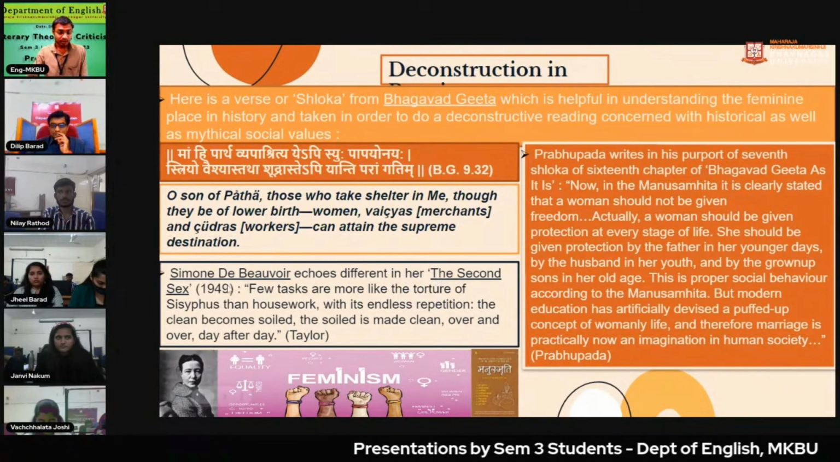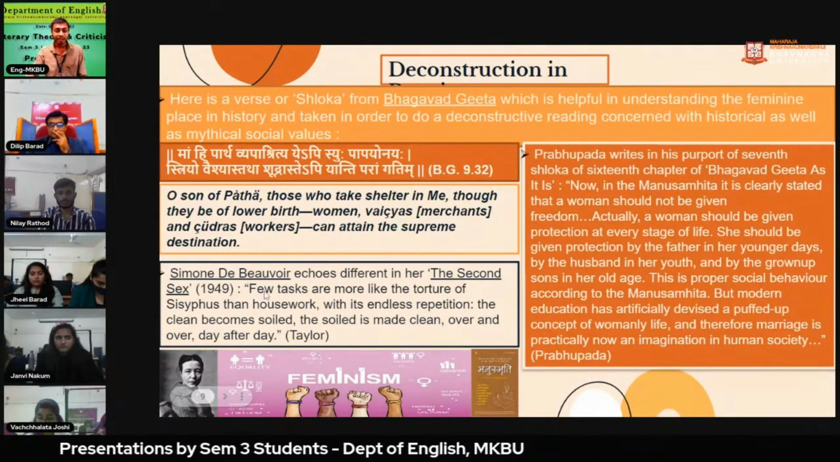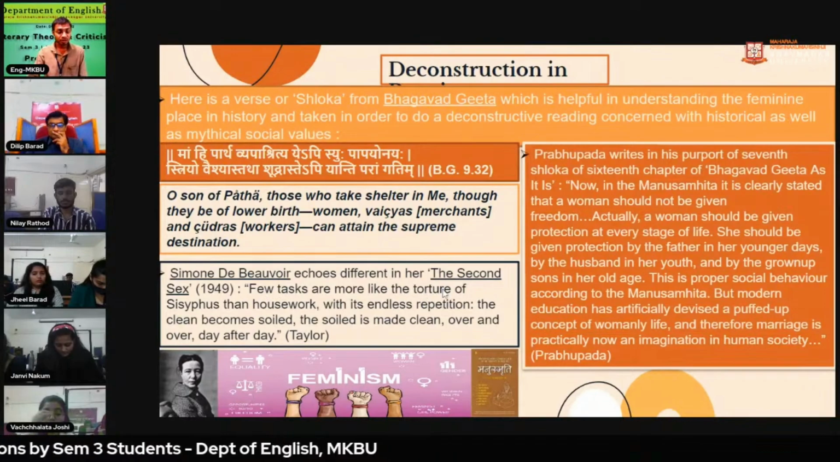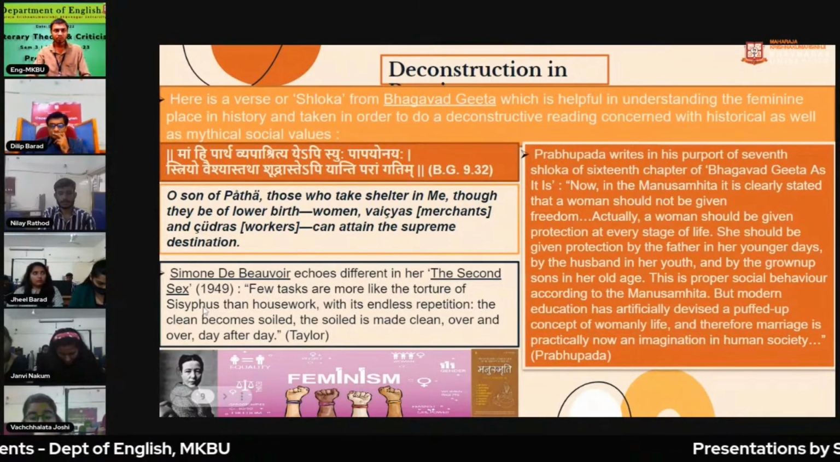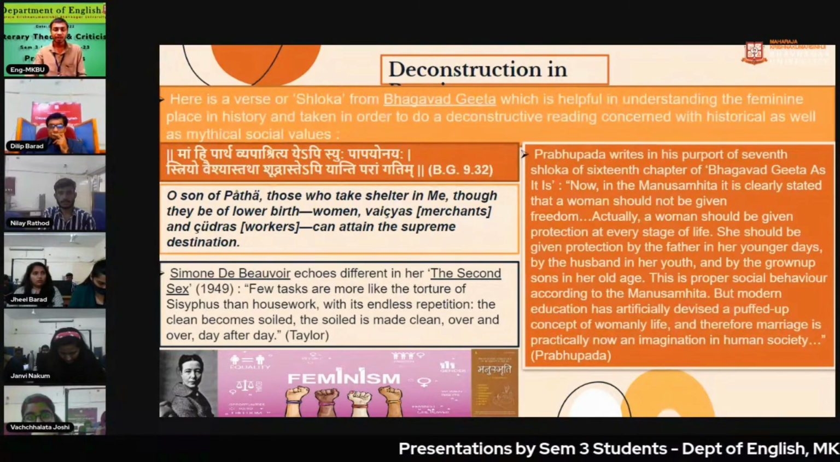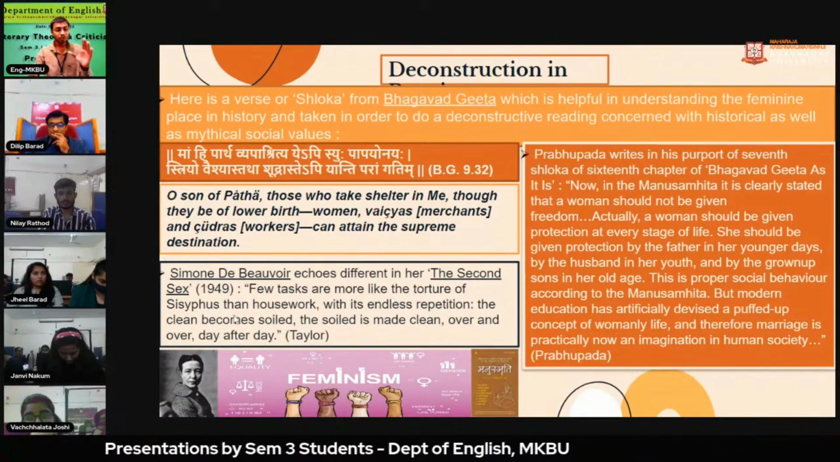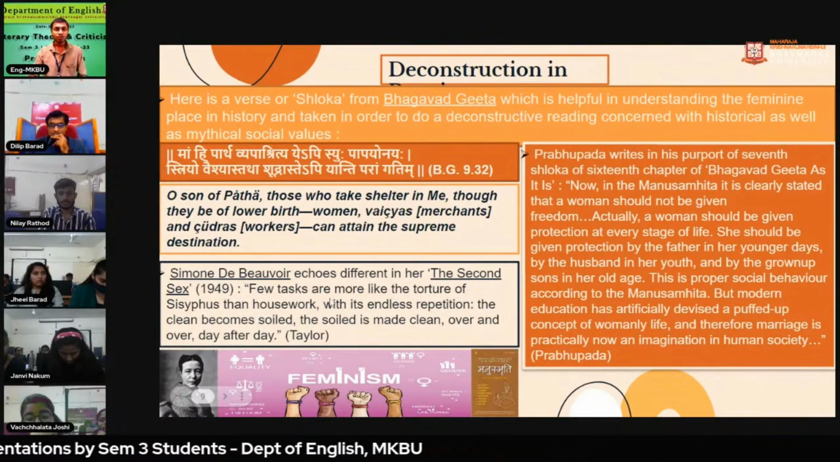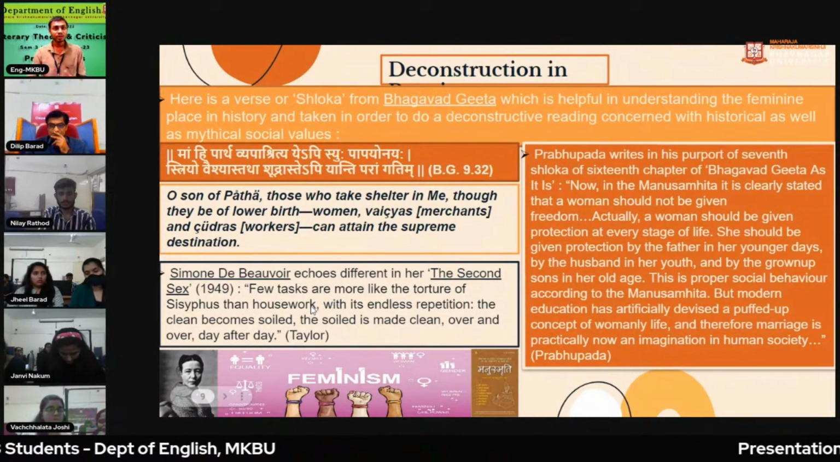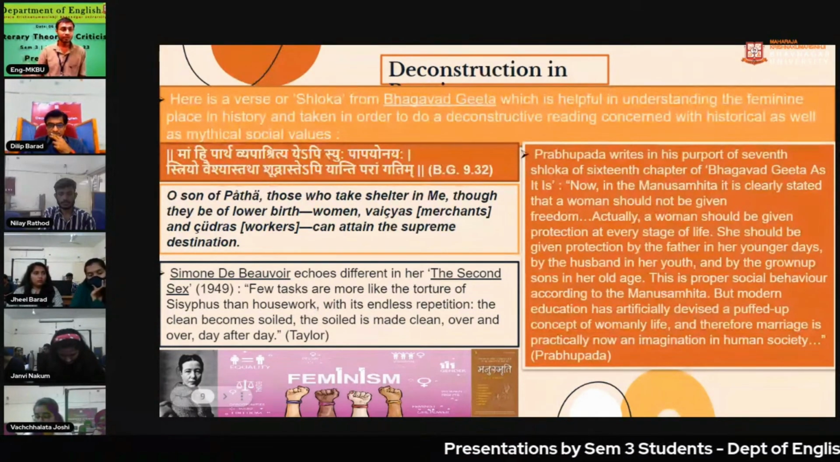So in The Second Sex, she states that few tasks are more like the torture of Sisyphus. We are all aware of the myth of Sisyphus, doing the simple, common, monotonous things all day, with no meaning at all. But so few tasks are more like the torture of Sisyphus than housework. So she is even making the woman's housework more painful than the work done by Sisyphus himself.